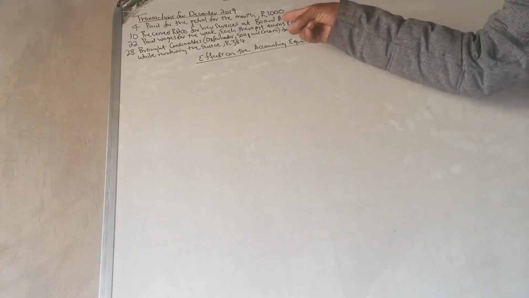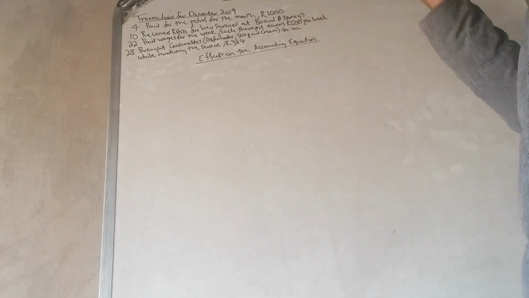All right. On the 22nd, they paid wages for the week. Each therapist earns 500 per week. Remember, there are two of them, and there's only one call out per week. On the 28th, they bought consumables, the exfoliator, the soap, and the cream to use while rendering the services, because you work with massage, you are a therapist. You work on people's bodies. And then all those things, the exfoliator, the soap, and the cream, they all cost 384.